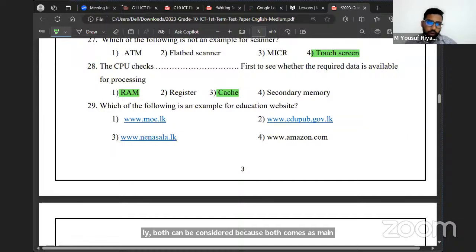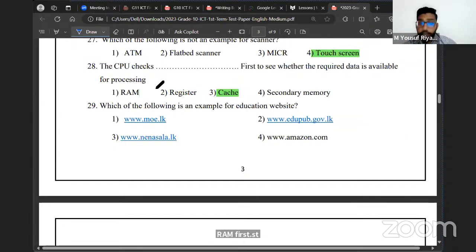So out of them, let's go for cache, because your textbook mentioned cache. But technically speaking, whatever data comes from the input device will come to the RAM first, and from there it will get distributed. So I'm going to stick with cache memory here. And thank you for correcting.